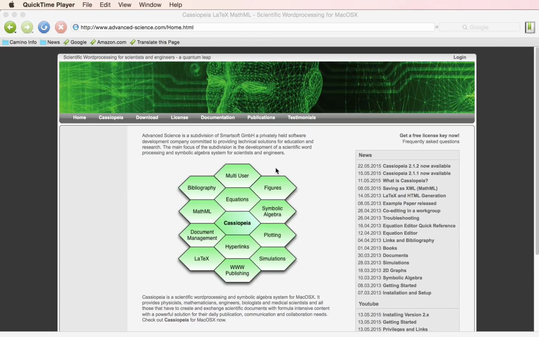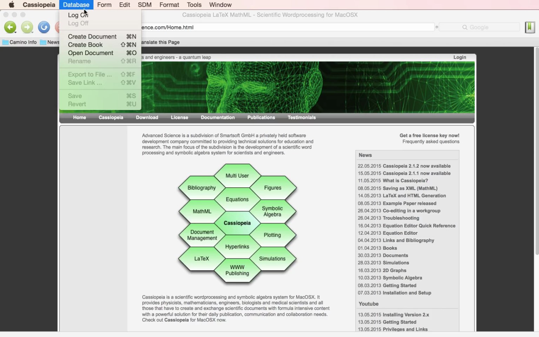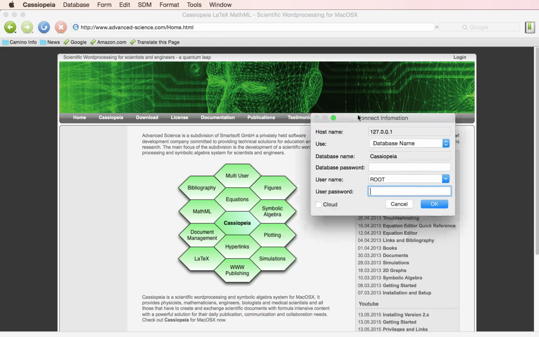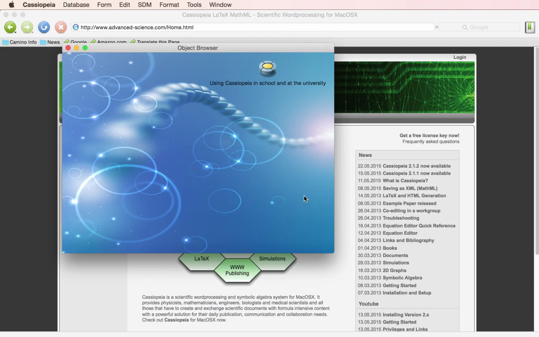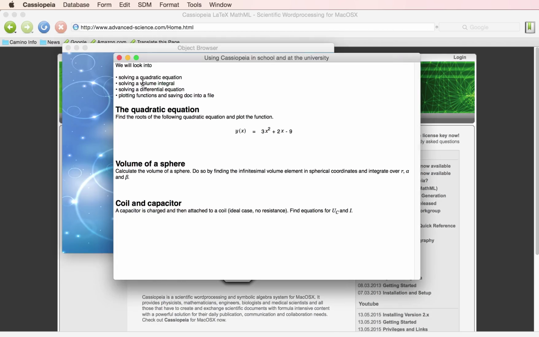Let's make use of Cassiopeia again to solve a couple of problems. We start the application and log into the local database as usual. In this tutorial, we will look into solving quadratic equations, solving a volume integral, a differential equation, and we will plot a couple of functions. Let's get started. Find the roots of the following quadratic equation and plot the function.